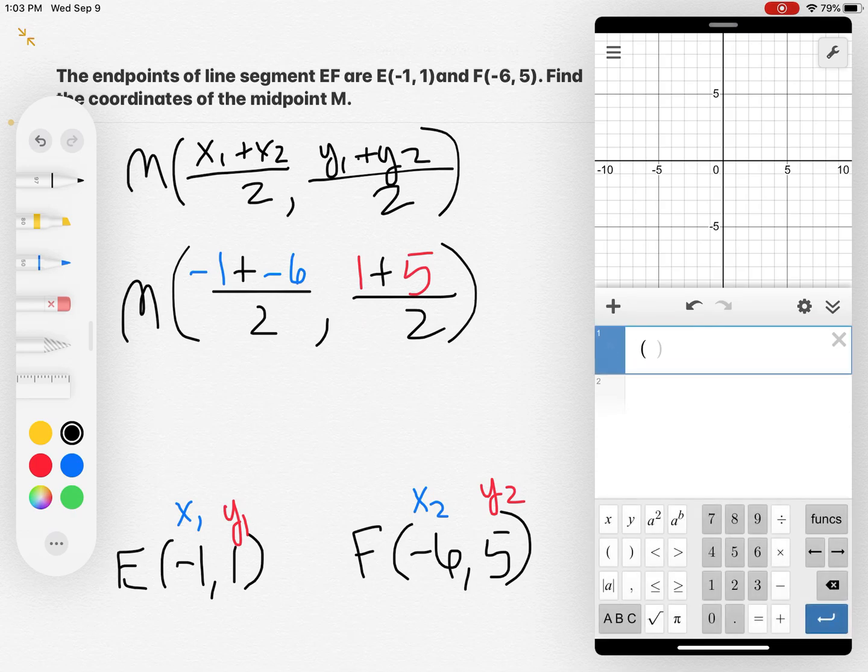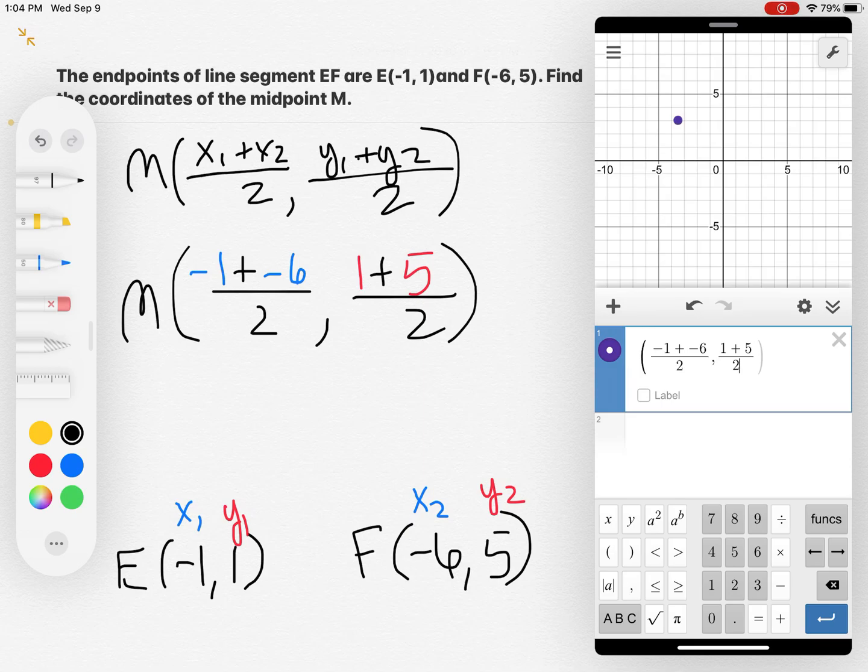So in Desmos, start with your parentheses, hit your division key to get your first fraction, -1 plus -6, click in the gray part, divided by 2. That gives us one number, but we need, remember, two numbers because it's an ordered pair. Arrow over, comma, division key to get your second fraction, 1 plus 5 divided by 2.